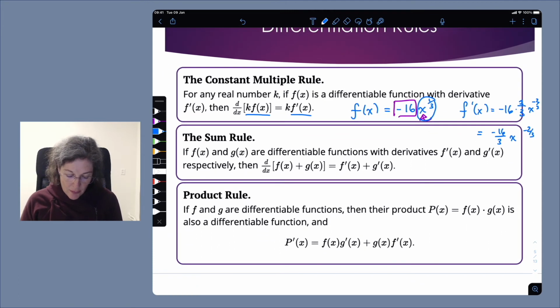We also have the sum rule. So the sum rule says if you're taking the derivative of the sum of two functions, that's just the sum of the derivatives. So you don't have to do anything fancy, you just take the derivative of this bunny and you add it to the derivative of this bunny.